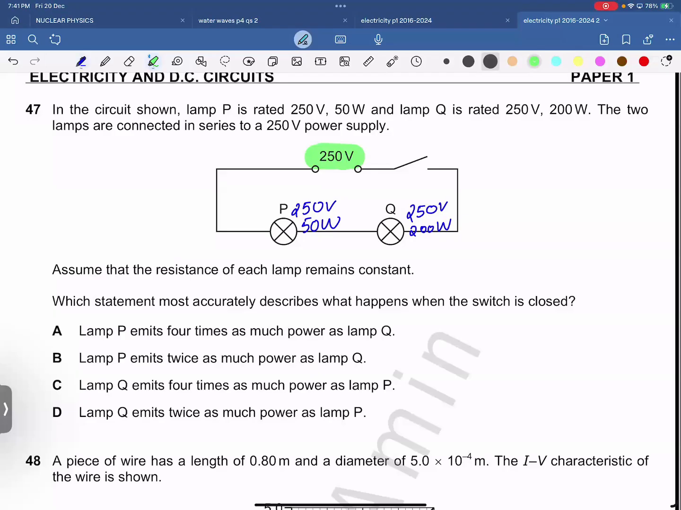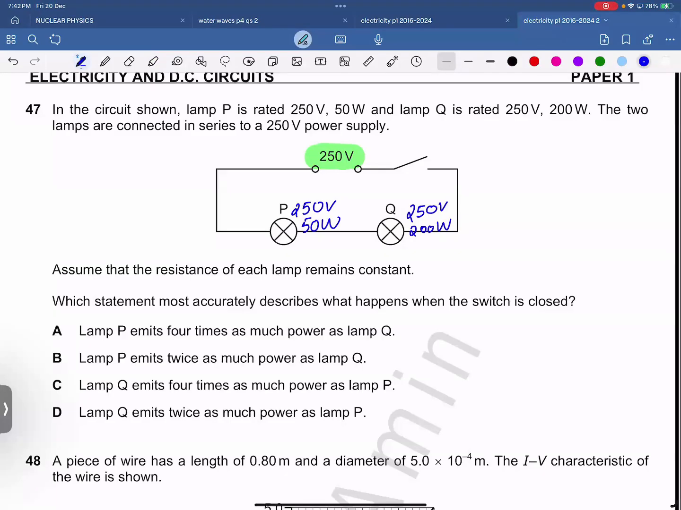Anyhow, let's see what's the question. Assume that the resistance of each lamp remains constant. Which statement accurately describes what happens when the switch is closed? P emits 4 times as much power as Q. We need to find. P looks like 1/4. So, my dear, it's not that easy a question.